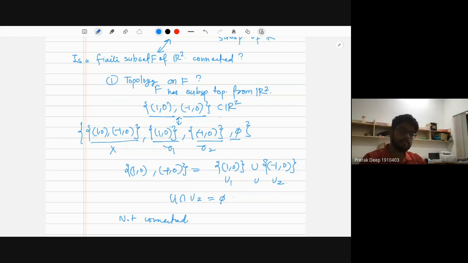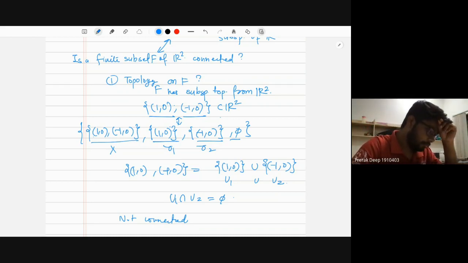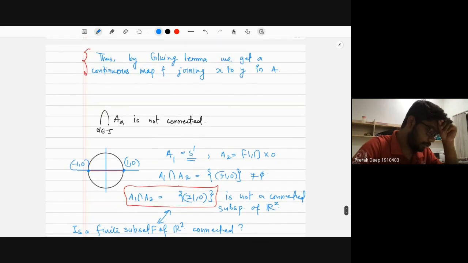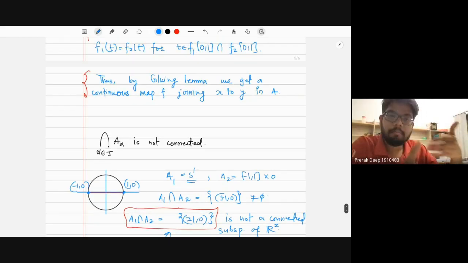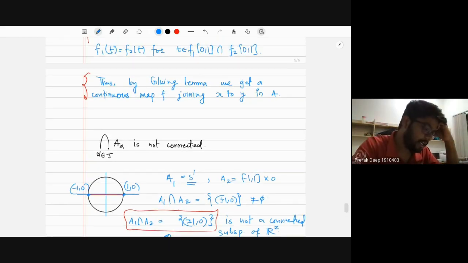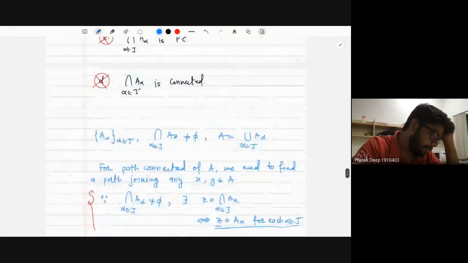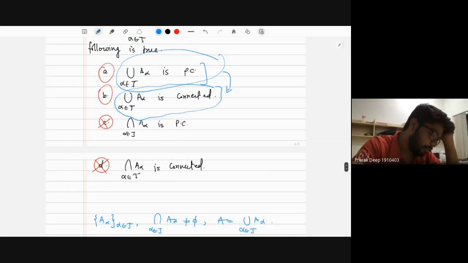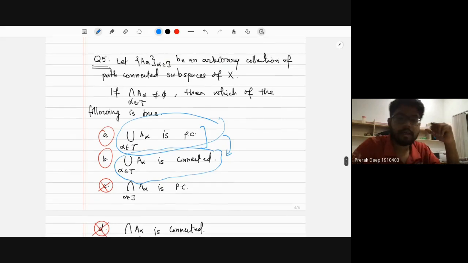Is this clear? It is clear to all of you, I hope. I don't know how to say it more simply. Since it is not connected, it is also not path connected, by the result that we have seen earlier. So that means options C and D are wrong. Options A and B are the only correct answers.